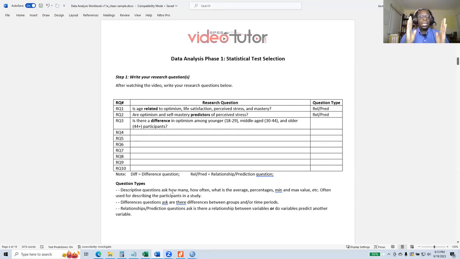All right. The third and final question, is there a difference in optimism among young, middle-aged, and older participants? In other words, we gave all these people an optimism test. And we categorized them between those who were 18 to 29, that's one group. Those who were 30 to 44, that's one group. And those who are 44 and over, that's another group. And we want to see if there's a significant difference on optimism scores between those groups.